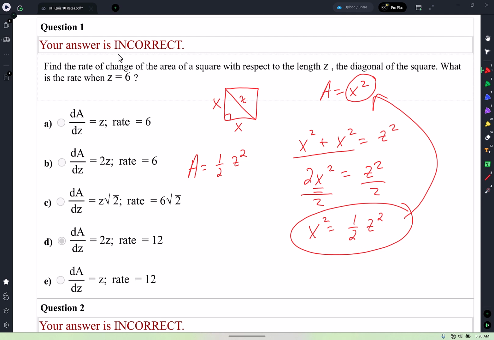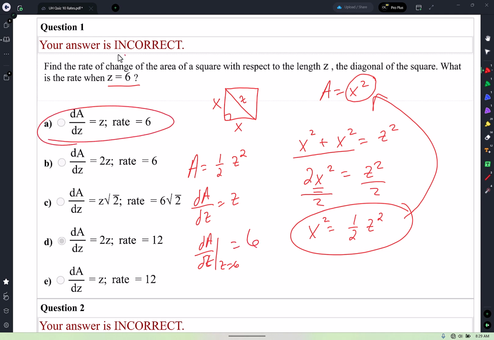Have I lost anyone? Okay, then I'm going to take the derivative of area with respect to z. So I'm going to go dA/dz equals 1/2 times 2 is 1 z. dz/dz, but you don't need that. And then it says, what is the rate of change of the area when z equals 6? So dA/dz when z equals 6 is just 6. So letter A. So this person did not get it right.